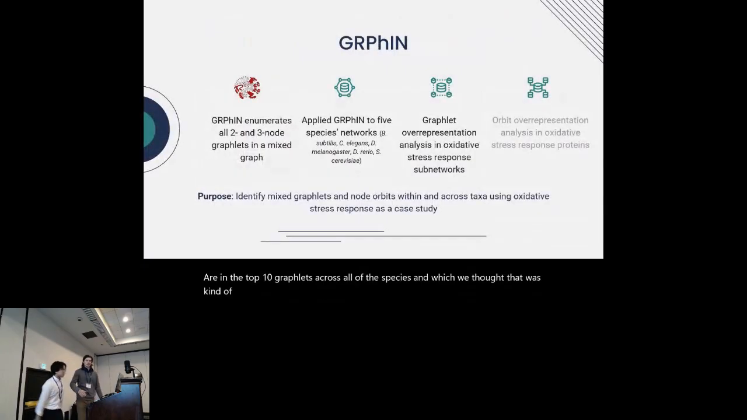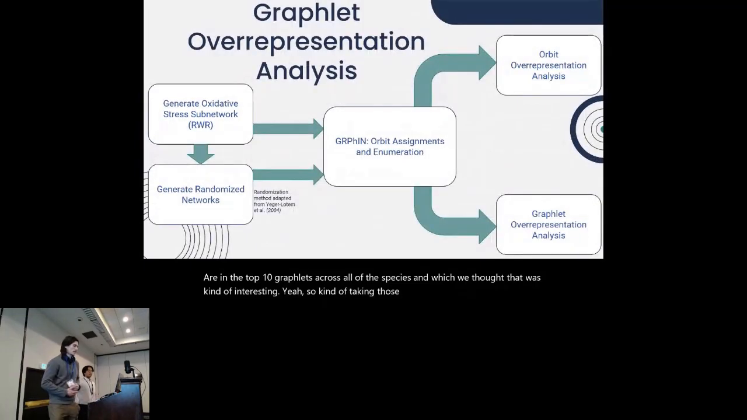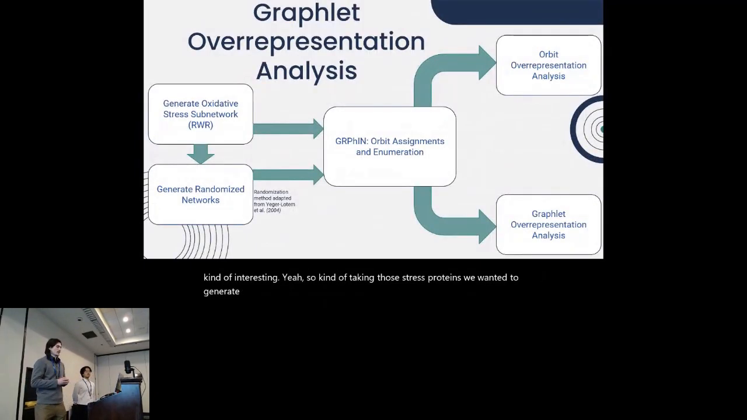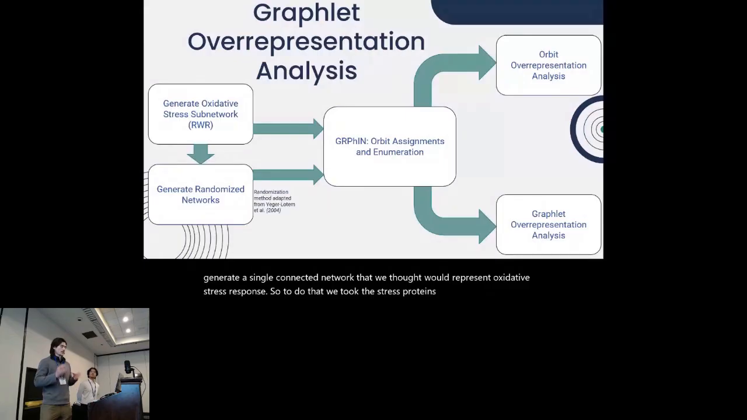So taking those stress proteins, we wanted to generate a single connected network that we thought would represent the oxidative stress response. To do that, we took these stress proteins and ran a random walk with restart on the underlying network with the many thousands of edges, restarting at these stress proteins. This generated a connected network with the stress proteins and also some surrounding proteins.